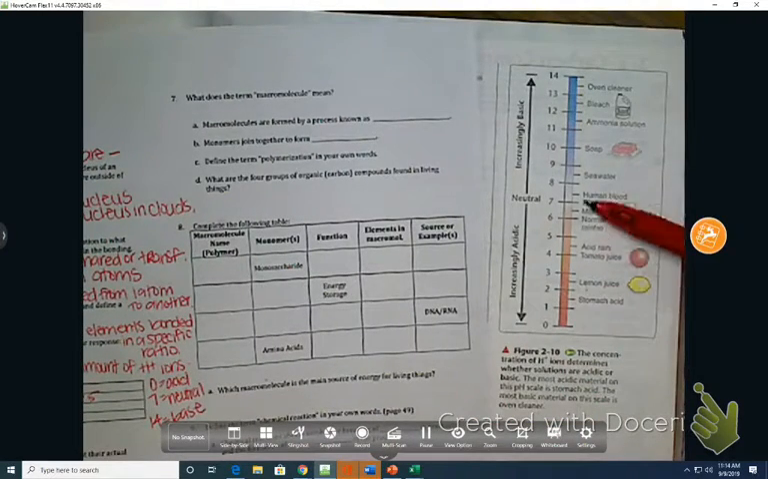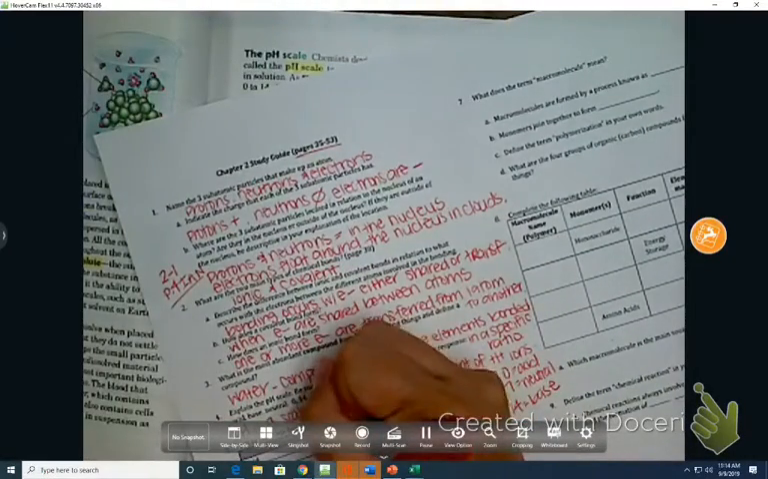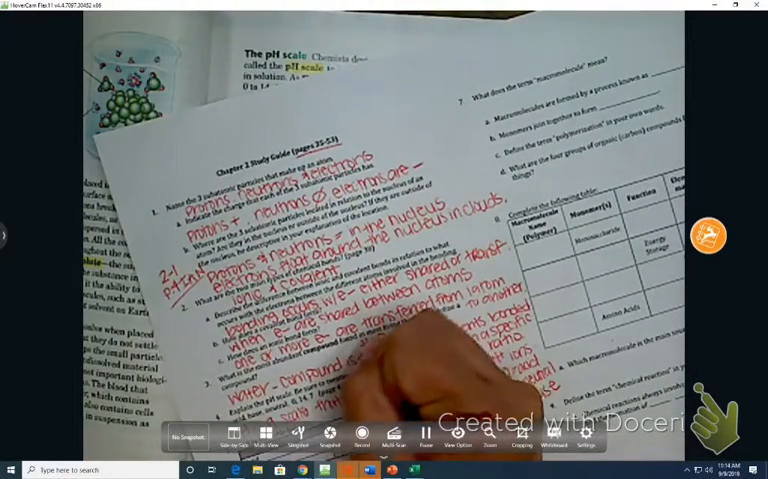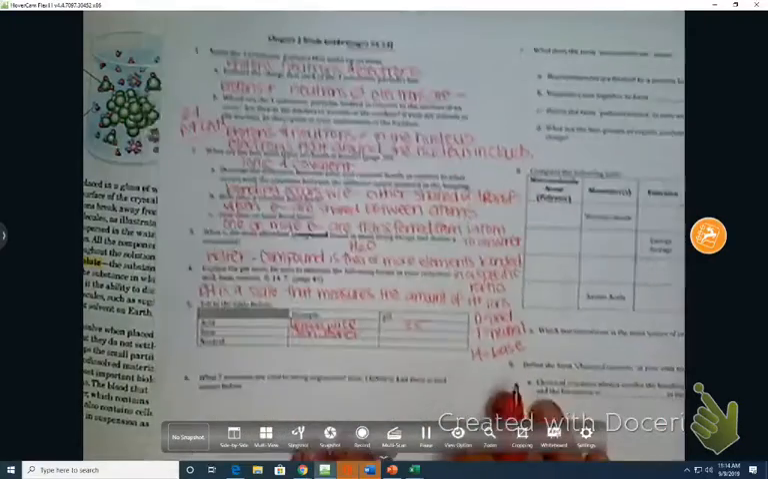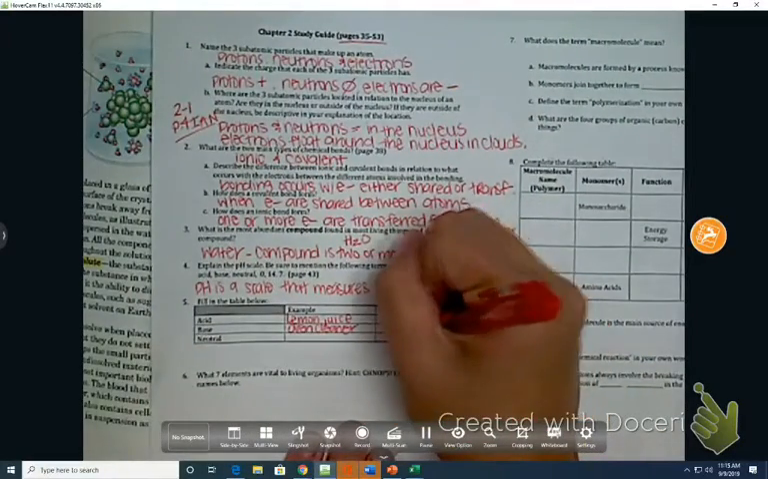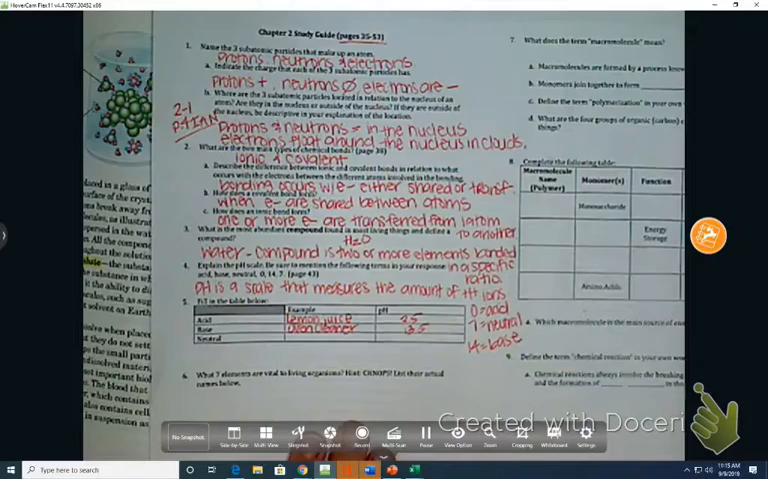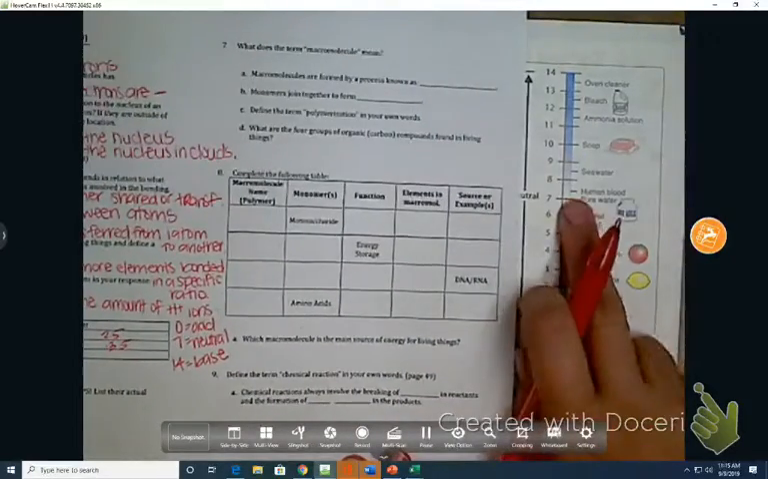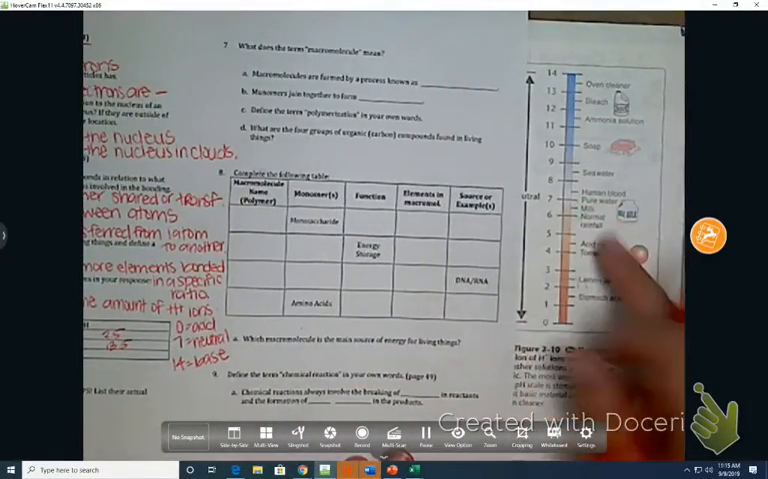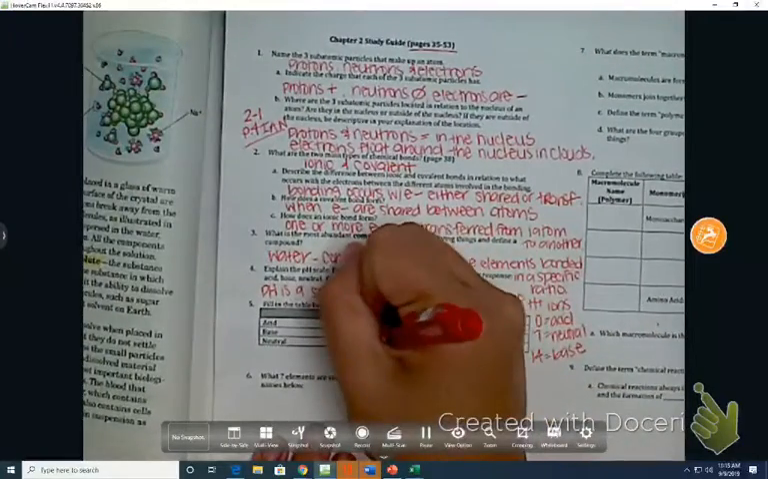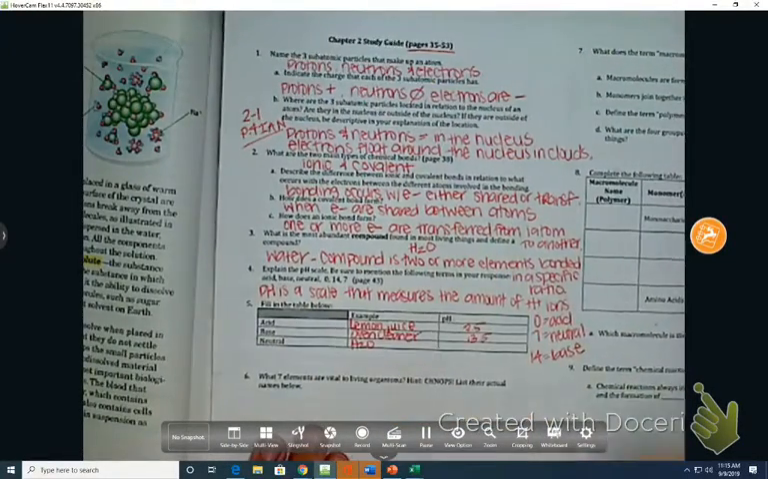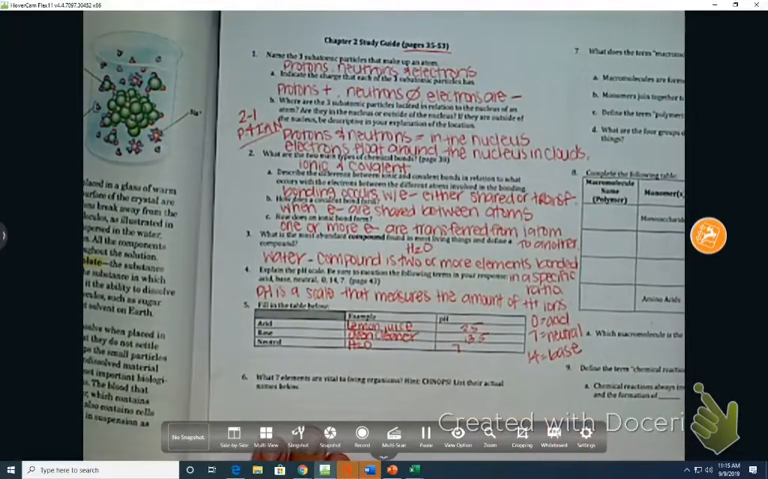How about a base? Let's look at where the base is. How about oven cleaner? That sounds really exciting. Oven cleaner is about 13.5. So we can say oven cleaner, and that is 13.5. And last but not least, we need a neutral. So we can say pure water is neutral. So let's say H2O, and it has a pH of 7. Okay?